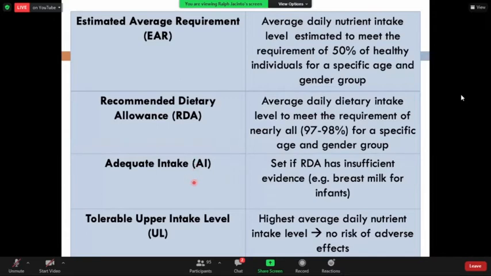The adequate intake, on the other hand, is a set of reference intake that is usually set if there is insufficient RDA. For example, breast milk, because not everyone would need breast milk, only the infants. And then we also have the tolerable upper intake level. This is the highest nutrient intake level which will not result in an adverse effect.